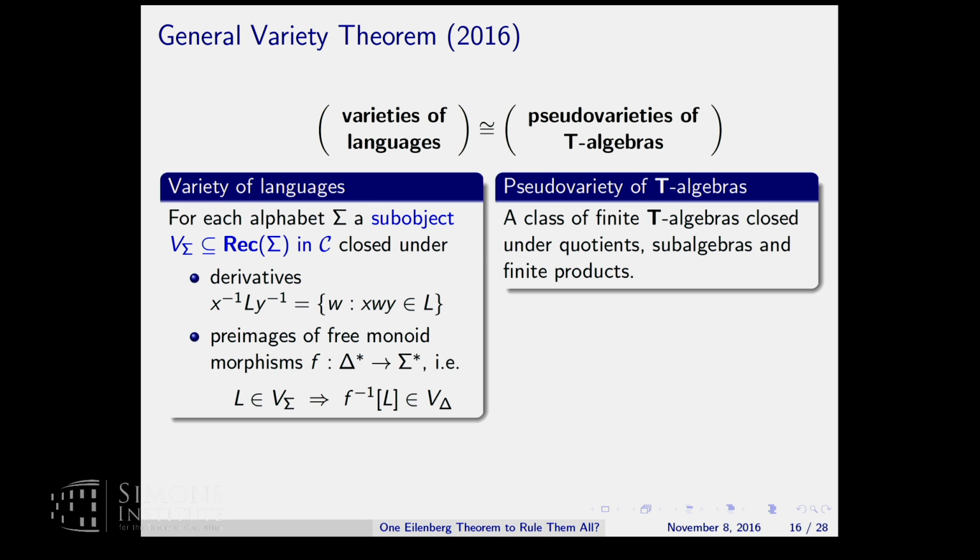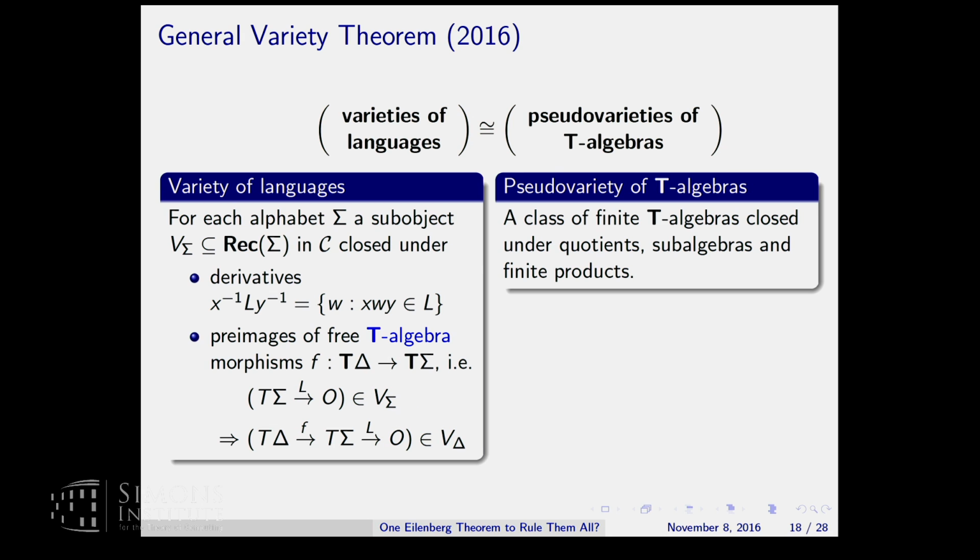So V sigma is going to be a sub-object of the recognizable languages considered as an object in C, as I just showed you before. And then closed under these two things. Of these two things, the second one is straightforward. You again replace monoid by T-algebra and morphisms between free monoids by morphisms between T-algebras, observing that pre-images you get by precomposing with such a morphism. So that's pretty straightforward. Now, the important bit is what happens to the derivatives, and that's really, in some sense, the crux of the matter.